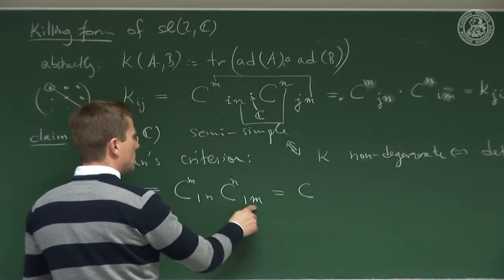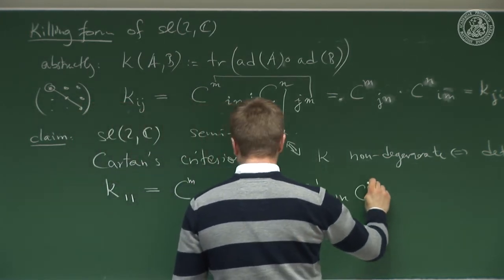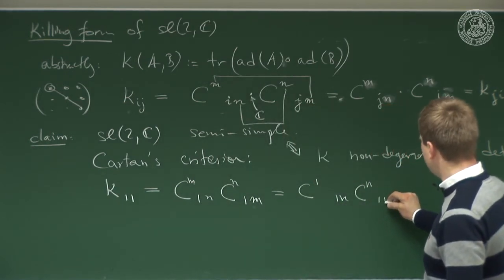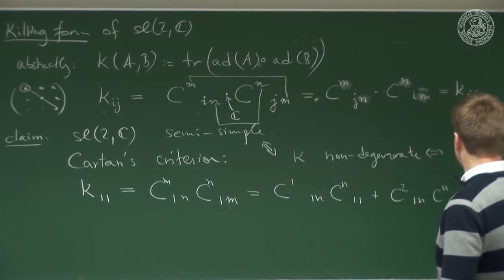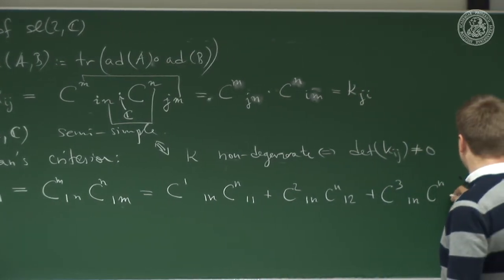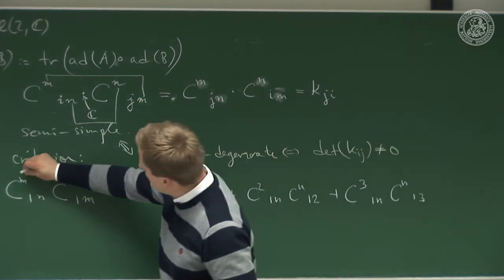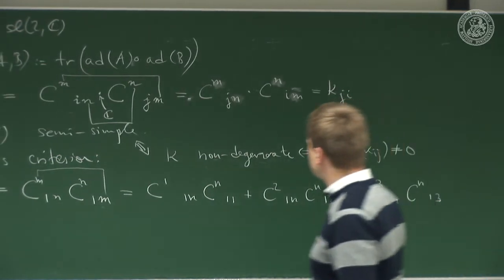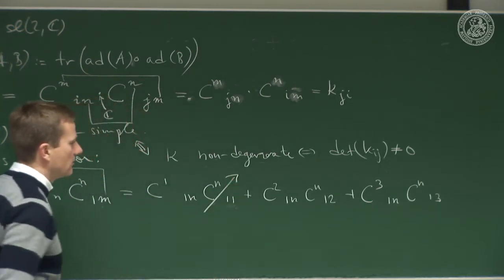So let's do this. So let's have the m run and the n stays. So C1 1 n, Cn 1 1, plus C2 1 n, Cn 1 2, plus C3 1 n, Cn 1 3. So this is just resolving here the summation over m. And now we already see C is antisymmetric in the lower two, so this term must go out.